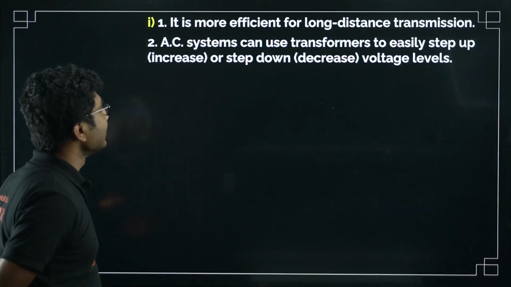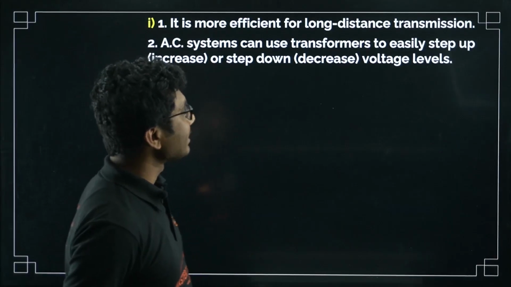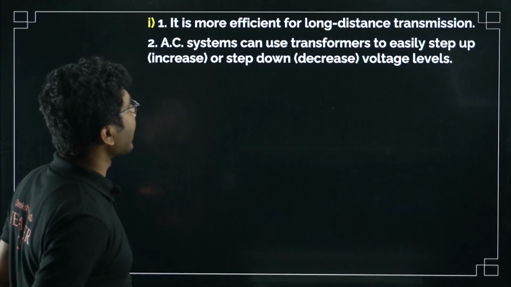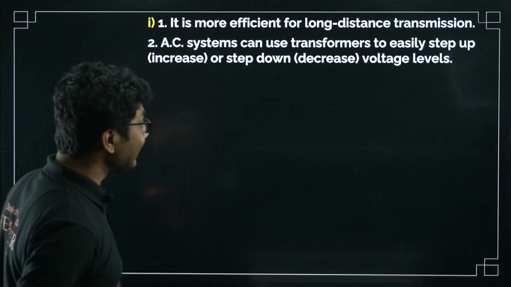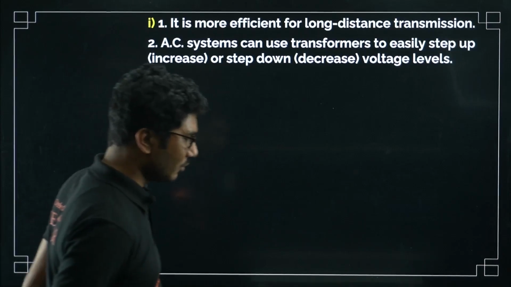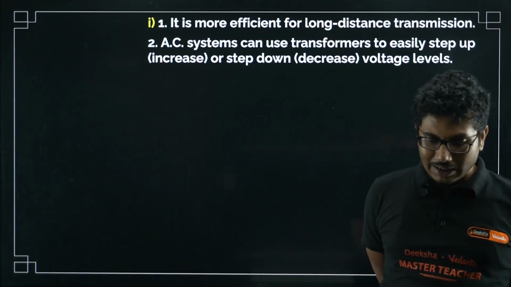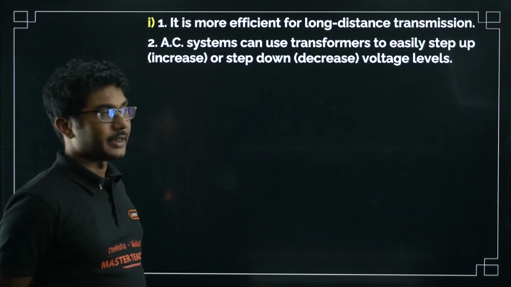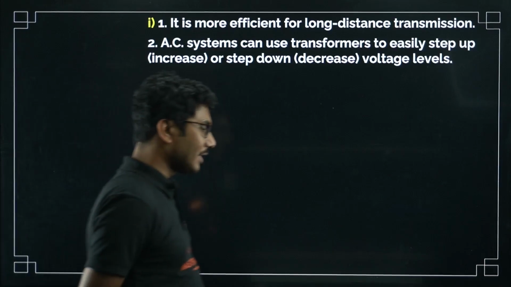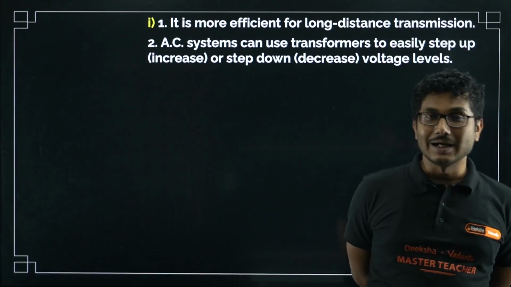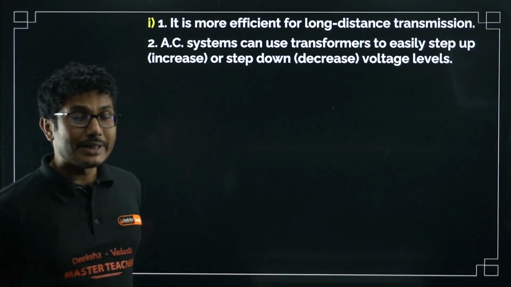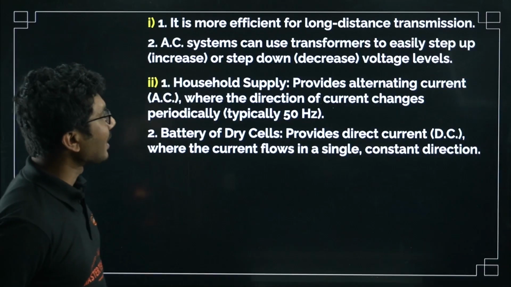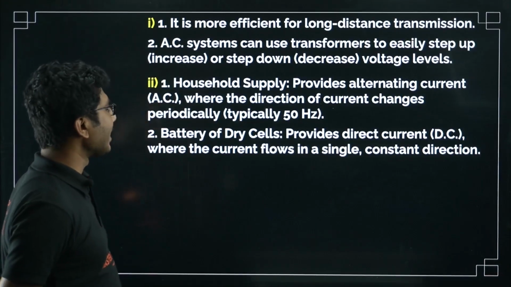So the first part is, it is more efficient for long distance transmission. Obviously it is more efficient. And why? Because AC systems can use transformers to easily step up, increase, or step down, decrease the voltage level. So the higher the voltage level, the less is the power consumed. More current means more power is dissipated. So that is one of the reasons that whenever you are using AC current, the power lost during transmission is very less.